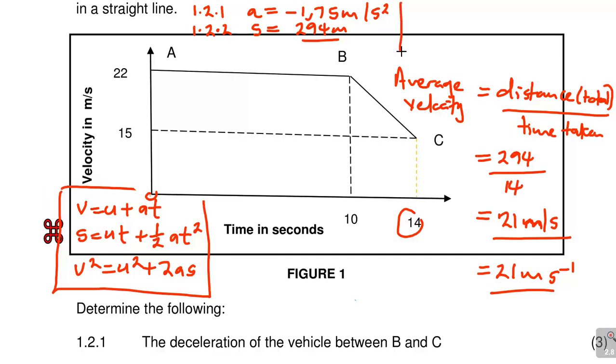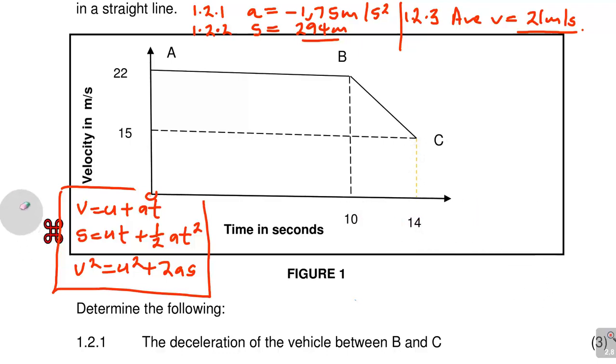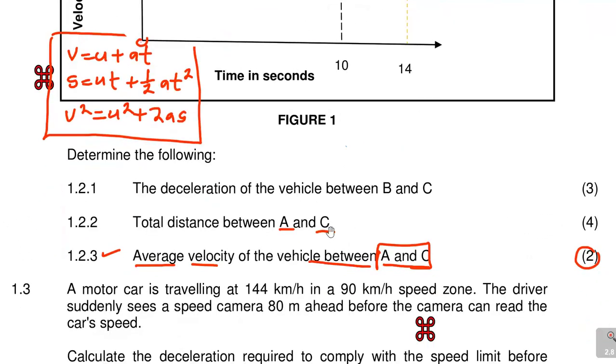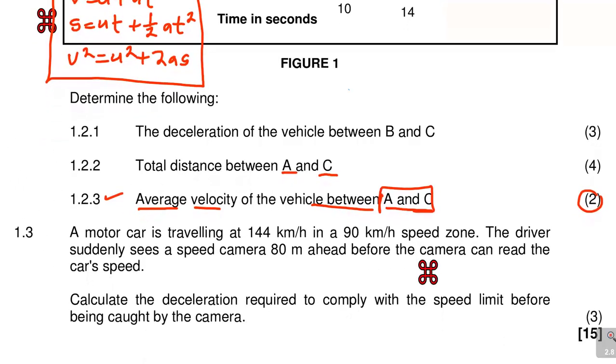So if I can write my answer here, 1.2.3, it's 21, that is average velocity, meters per second. Alright, so that is that part. Let us look at the next question. And so that was 2 marks, as I said. Looking at the next question here, if I can erase that.